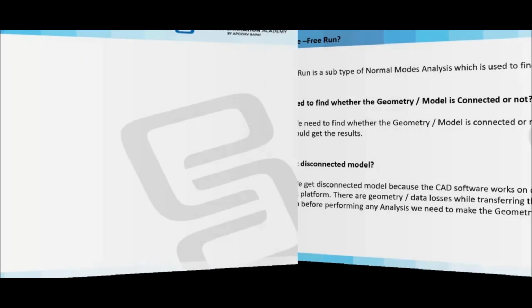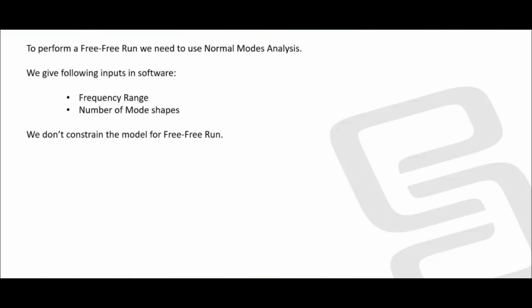So, how do we perform free run? To perform a free run, we need to use normal modes analysis. We give the following inputs in the software. First, we define the frequency range and the number of mode shapes. Next, we do not constrain the model in free run. So, the model is completely free. None of the degrees of freedom are constrained.